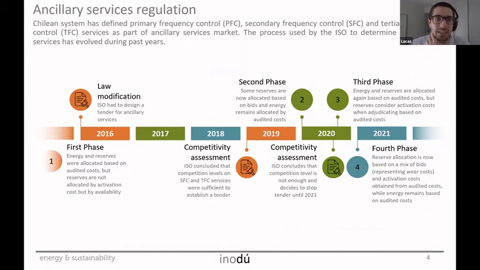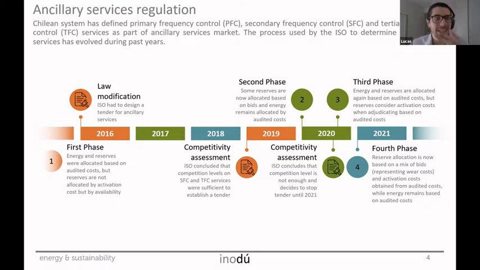Regarding regulatory changes, during 2016, there was a modification in the law that established that the ISO had to design a tender for ancillary services. At that moment, the ancillary services were adjudicated through an optimization of energy and ancillary services, but based on audited cost. A few years later, the ISO created the new ancillary services tender structure and defined that the secondary and tertiary frequency controls were competitive. In this way, the ancillary services tender started to operate in 2020 and consisted in an optimization between audited costs for energy but bid-based costs for ancillary services.